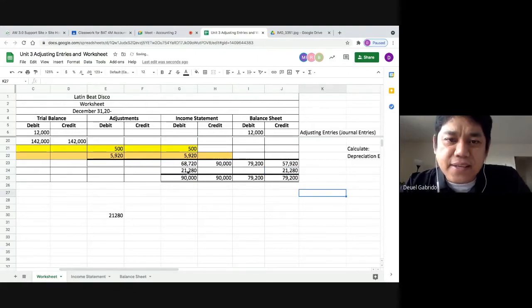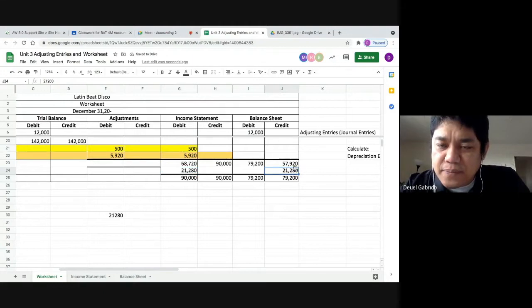The filling in is also the net income. But let's check. Guys, this number should be equal to the net income. If that's not equal to the net income, your calculation is wrong. Can we add 57,920 and 21,180? Is it really 79,100?